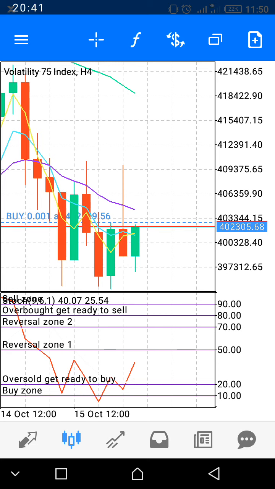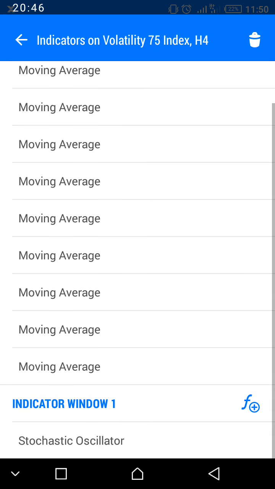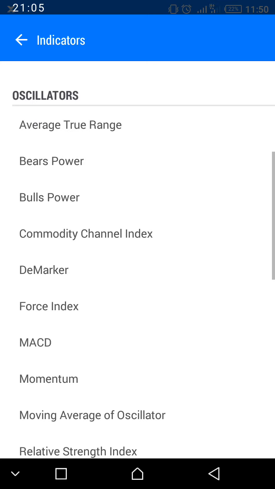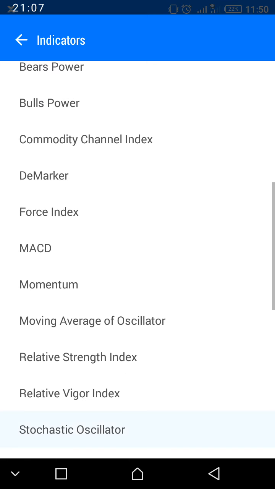Then to add the second stochastic I'll be using, you click on the F symbol. Now you scroll up and click on the F plus on the indicator window 1, not the main chart. The indicator window 1, please, so that the stochastic will overlap. Then click on stochastic oscillator.